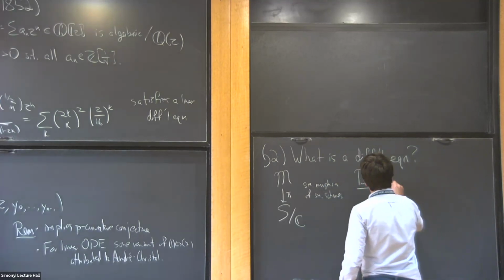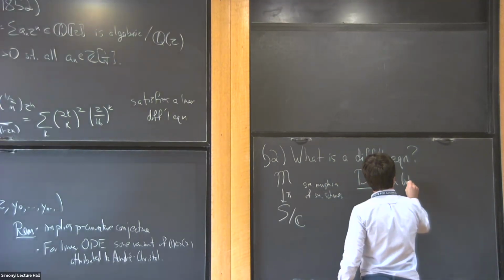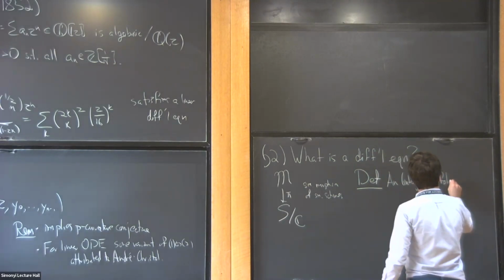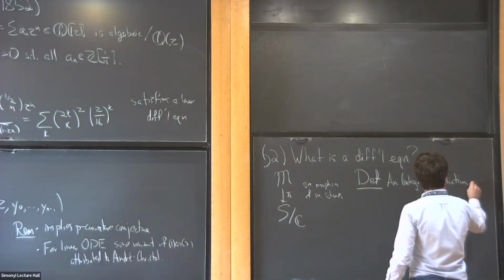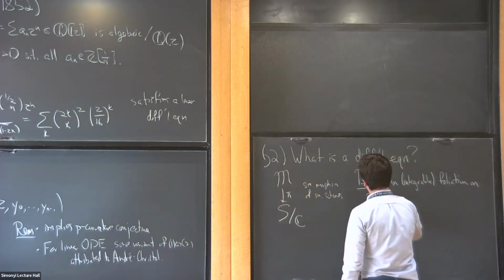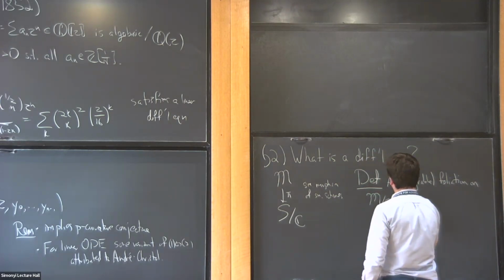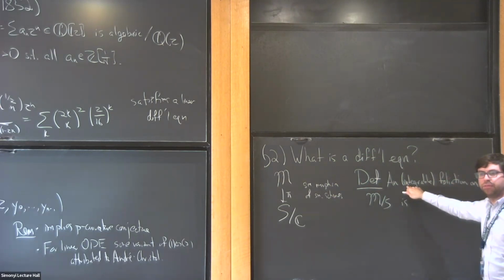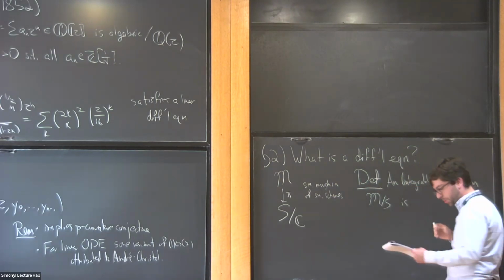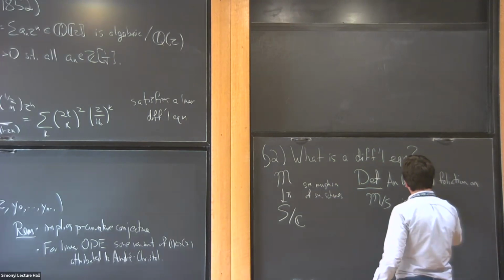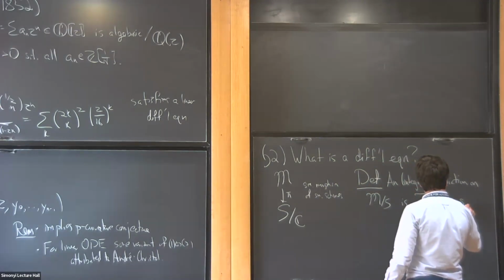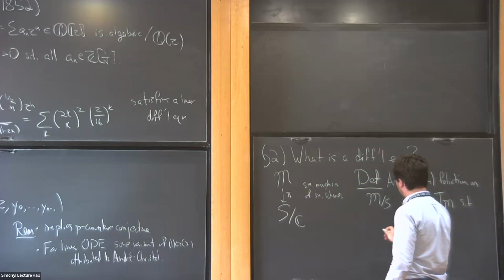An integrable foliation on M over S is, so I'm never going to say the word integrable again. For me, all foliations in this talk will be integrable. It is a subsheaf F inside of the tangent sheaf of M, such that two conditions hold.